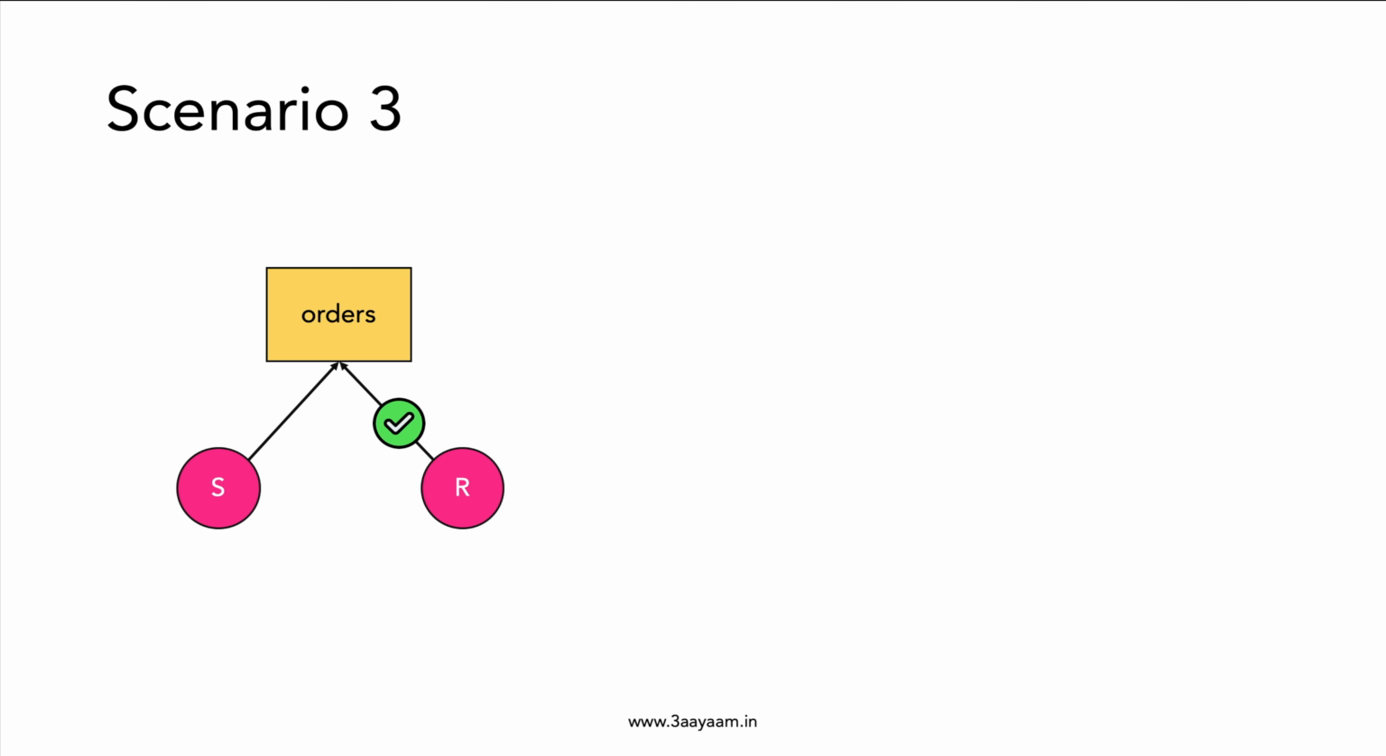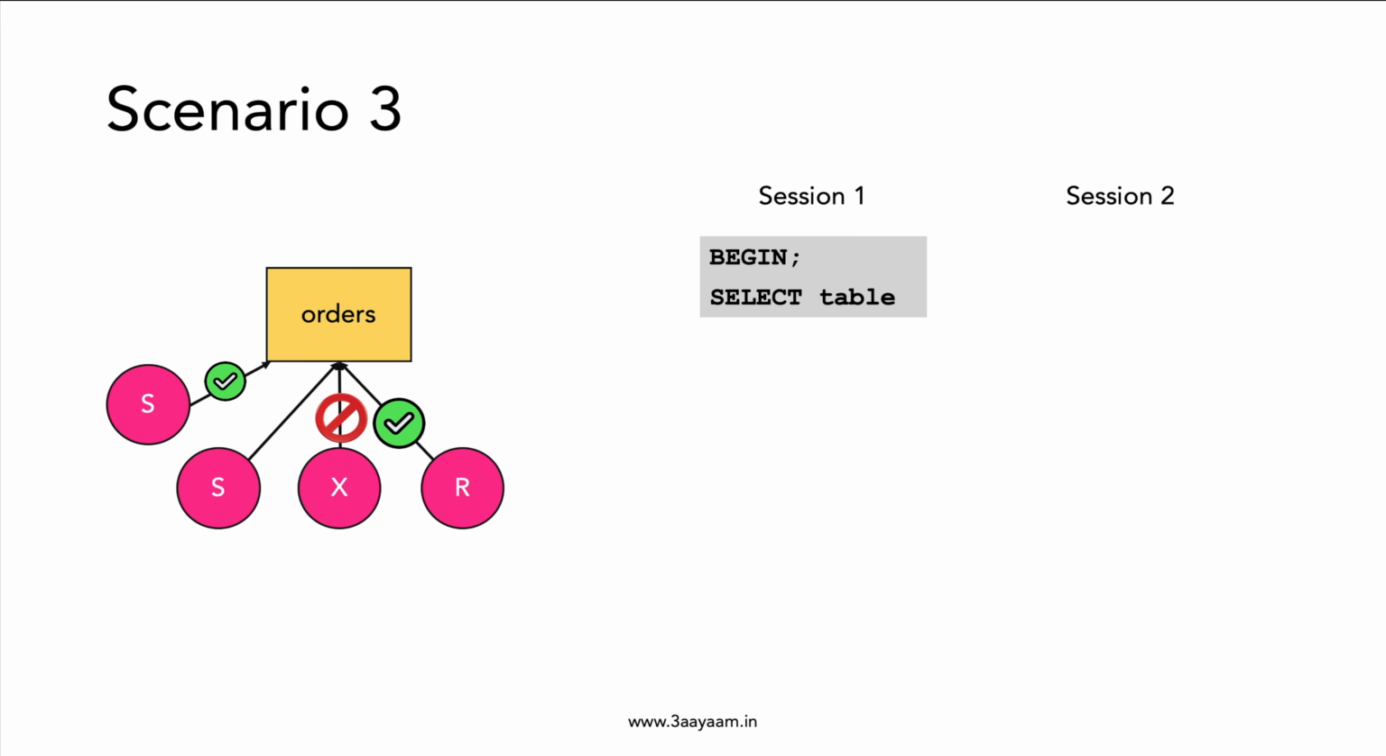The update statement should be allowed because I'm running a select statement, which would take an access share lock. And if I run another select statement, which will take access share lock, that would also be allowed. But if I want to run an alter statement, which will take an access exclusive lock, this will not be allowed. So in session 1, I'll start a transaction and then I'll select from a table.